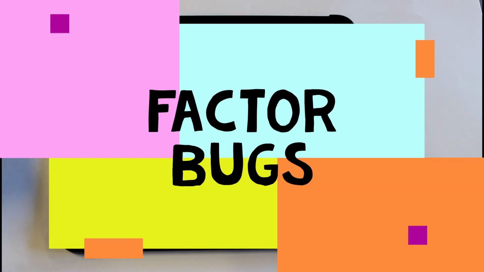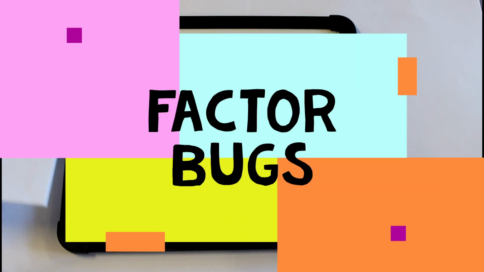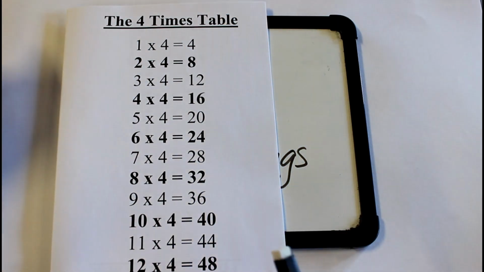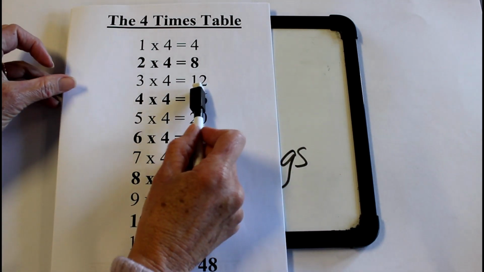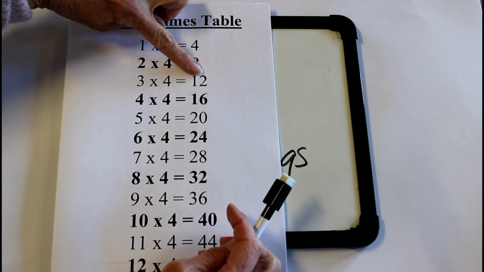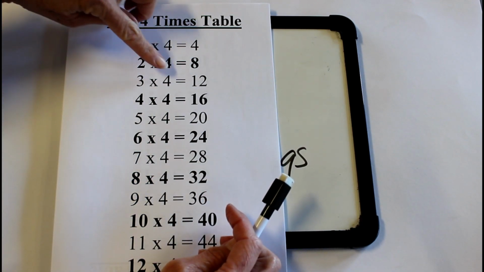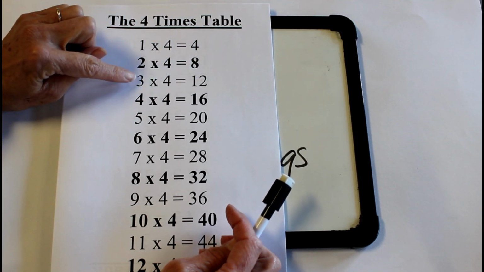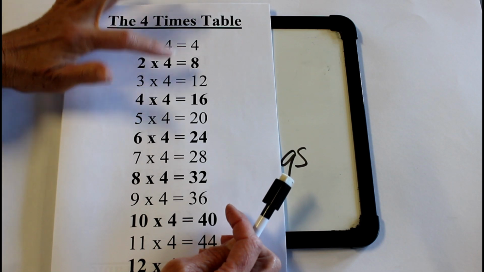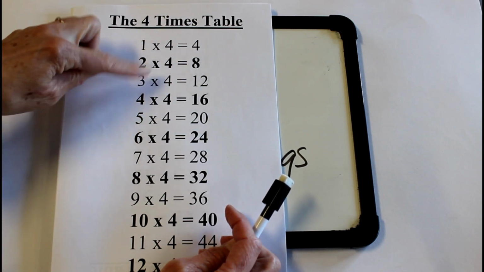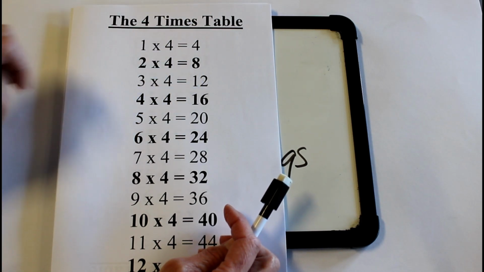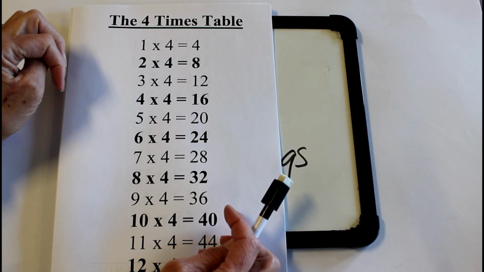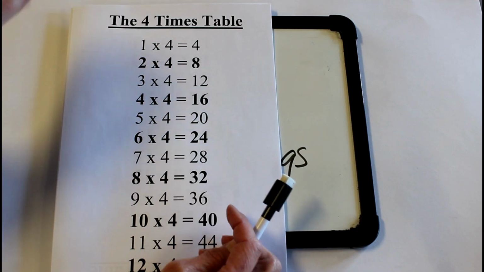Hi, today I'm going to talk to you about factors and factor bugs. So what is a factor? When we look at times tables and we look at the number 12, the number 12 can be made up of 3 and 4. So 3 times 4 is 12. The factors of 12 are 3 and 4. So 2 of the factors of 12 are 3 and 4. It has other factors as well. 12 has 2 and 6 as factors because I know that 2 times 6 is 12.